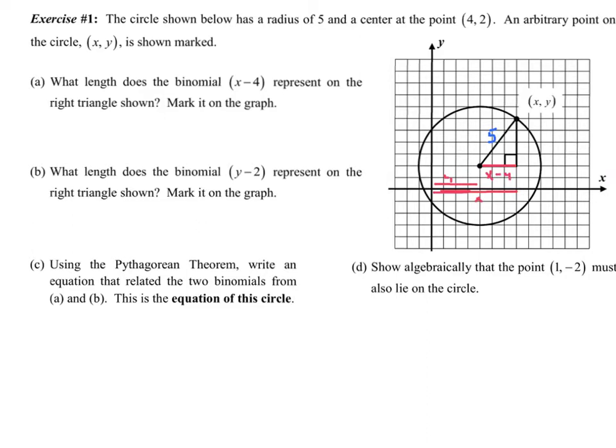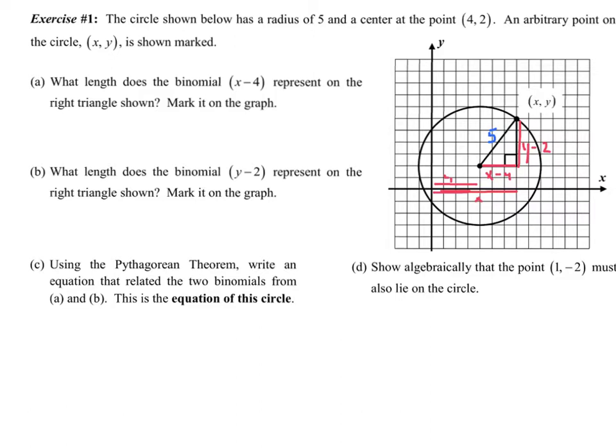And then they want to say, what length does the binomial y minus 2 represent on the triangle? Well, okay, here's 2 units right there. This is y units, all the way up and down. So if I subtract the 2 away from the y, I'll be left with just that side of the triangle right there. And so let's go ahead and say that this side right here has a length of y minus 2. And if that kind of went over your head a little bit, don't worry about it. I don't think it's going to affect the rest of the lesson. This is just kind of a discovery exercise.